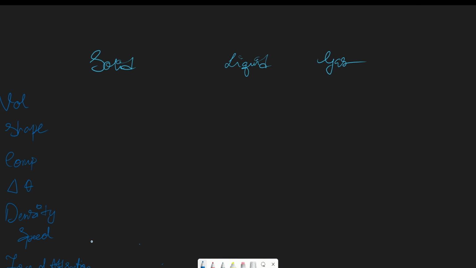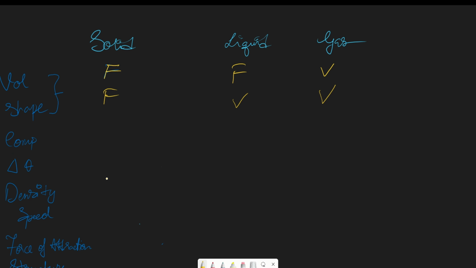We'll look at these later, but let's look at these two first. The volume is fixed in solids and liquids, but in gases it's variable. And in solids, the shape is fixed, but in liquids and gases, they're variable. Now, this is because the force of attraction in solids is the highest, and then it's pretty high in liquids, and it's almost negligible in gases.